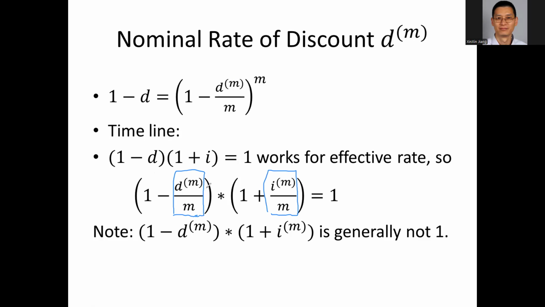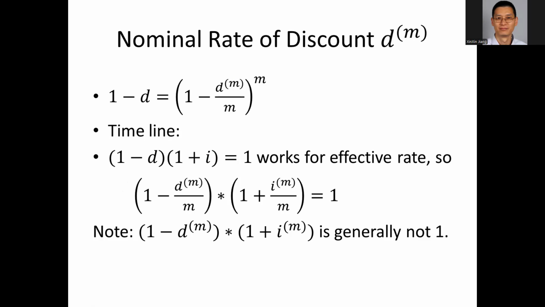So 1 minus the effective rate times 1 plus the effective rate. I mean, the first one is the discount rate, the second one is the interest rate. They have the same time period, and both are effective. Then you have this relation. For nominal rates, the relation usually doesn't work. It doesn't work like the effective rate. When m equals 1, that's just a special case, where d_m and i_m would be the effective rates.